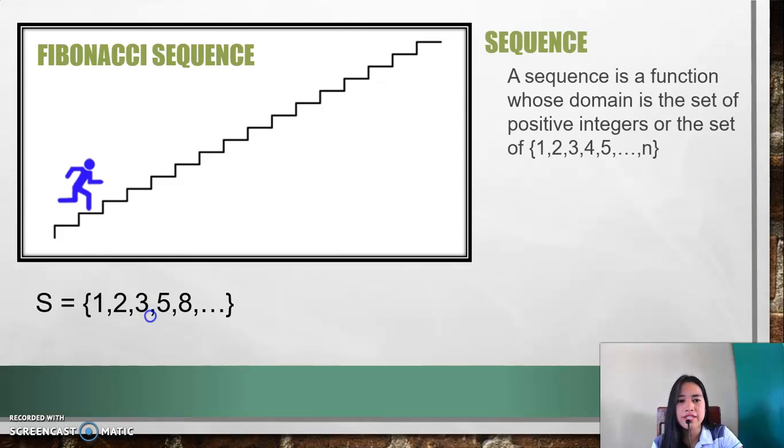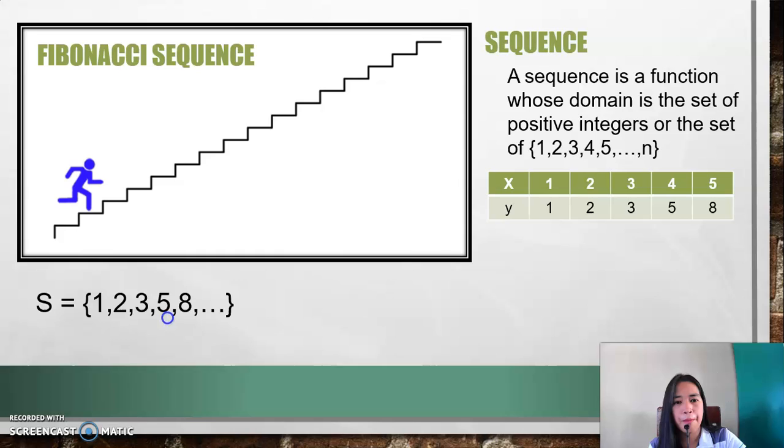Okay, the sequence is a function whose domain is the set of positive integers, or the set of 1, 2, 3, 4, 5, and so on. And in our example, we have our domain 1, 2, 3, 4, 5, which is the number of steps, and we have here our function, which is y, which is our sequence that resulted in 1, 2, 3, 5, and 8. So that's how we define our sequence.